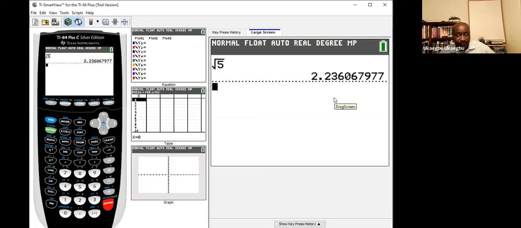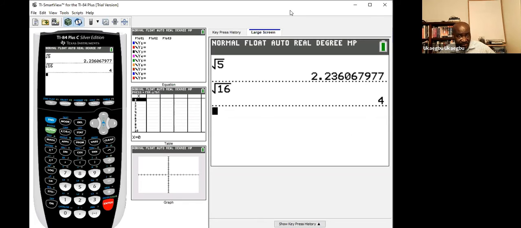Okay. So by the way, not all square roots are irrational numbers. For example, let's do square root of 16 and see. Second function, square root, and then we write 16 and we hit enter. Boom. What does it give us? It gives us 4. So square root of 16 is not an irrational number. Square root of 16 is a rational number. All right.